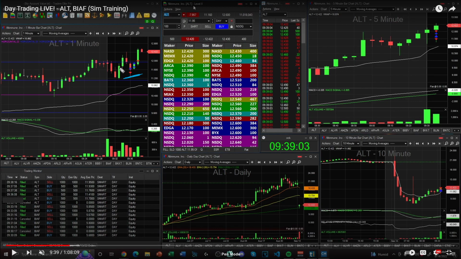So it broke through 12 and I would have got in, let's just say at 1160 in anticipation. That's still a 40-cent move in this range that I could have done something with. Obviously it opened practically break even here, and then it rode through 12.